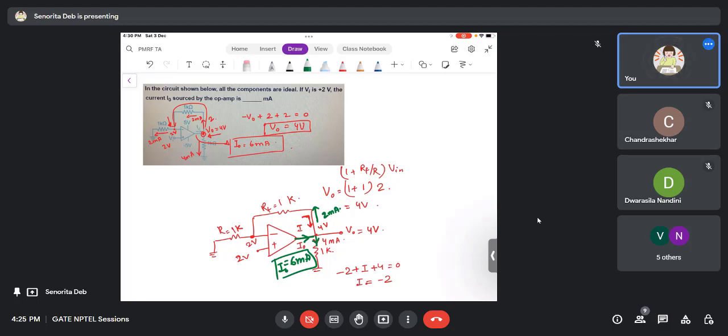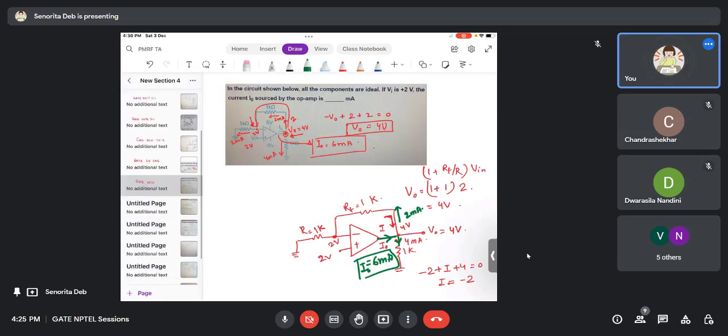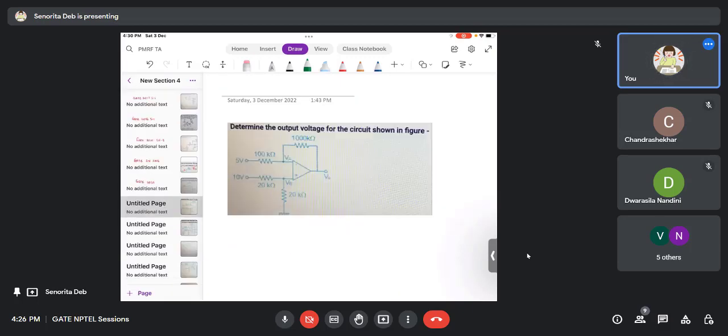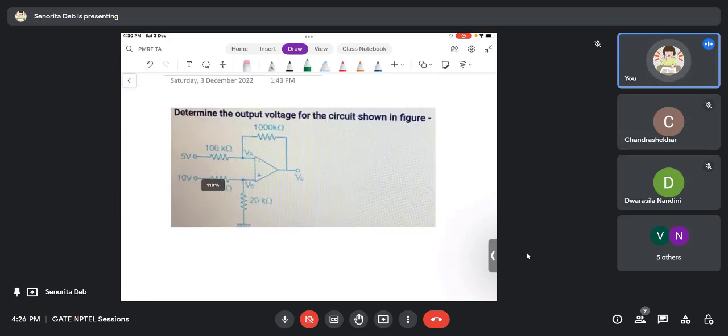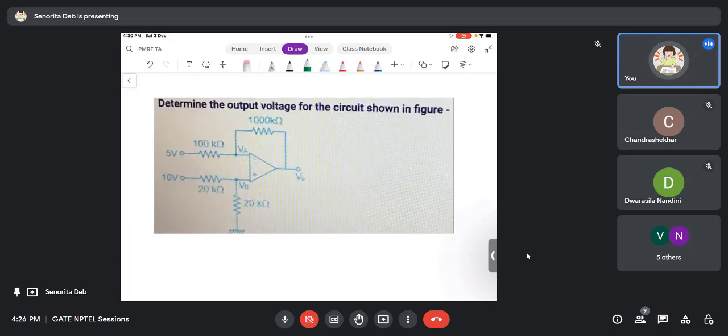Okay, then let's go to the next one. Yeah, this is also a simple question, but I deliberately took it to show you how you can solve this question very easily.